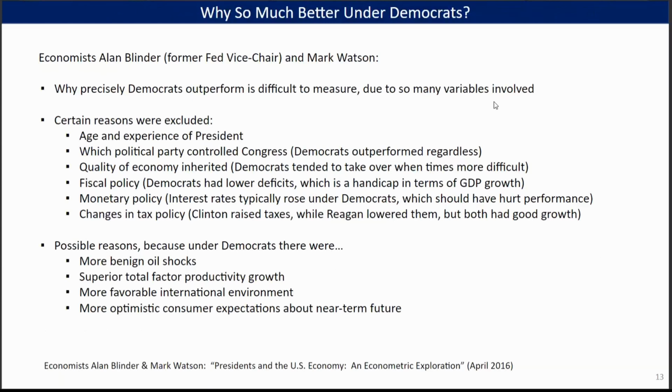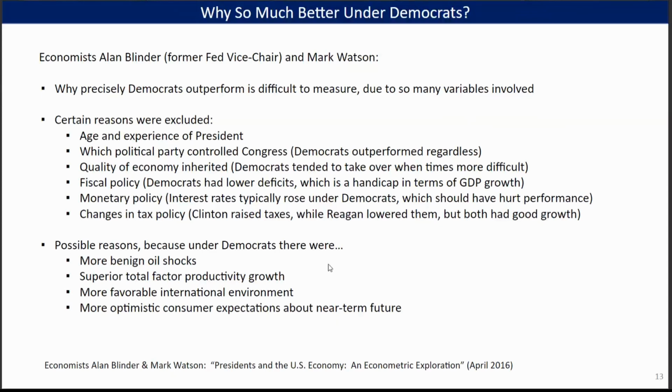Now, one of the questions is, well, why is this happening? I mean, why are the Democrats, as Carl put it, consistently lucky? Why are we fortunate to have all these great economies? And it's not an easy analysis because there are so many variables involved. And the economist Alan Blinder, who's a former Fed vice chair, and his associate Mark Watson did the analysis, kind of like what Carl and I have done. They actually went back to the Truman years for the most part, the Truman second term. We've done a combination of Truman and Eisenhower.